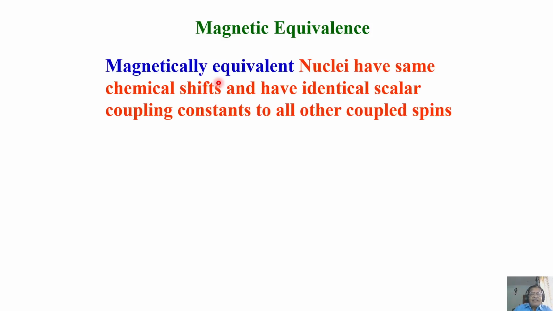In chemical equivalence, we discuss only chemical shift being equivalent based on the symmetry operation. But in magnetic equivalence, in addition to chemical shift, J couplings also will be equal. This is your example. Magnetically equivalent nuclei have all their chemical shifts the same. In addition to that, they have identical scalar coupling constants to other coupled spins. Very important statement. In chemical equivalence, chemical shifts were only equal, but magnetically equivalent nuclei have the same chemical shifts, and at the same time, couplings to other coupled protons are also the same.